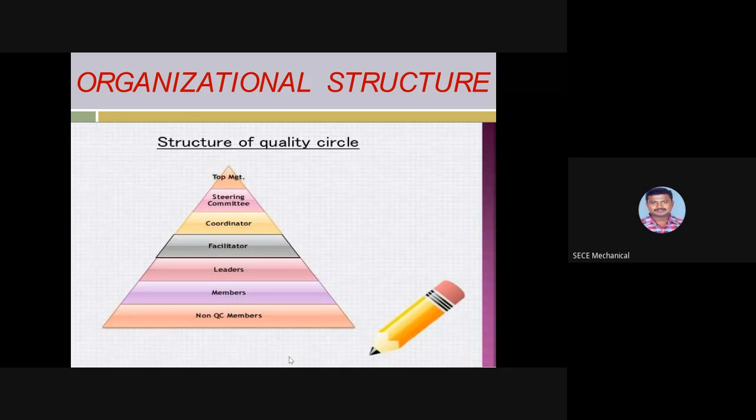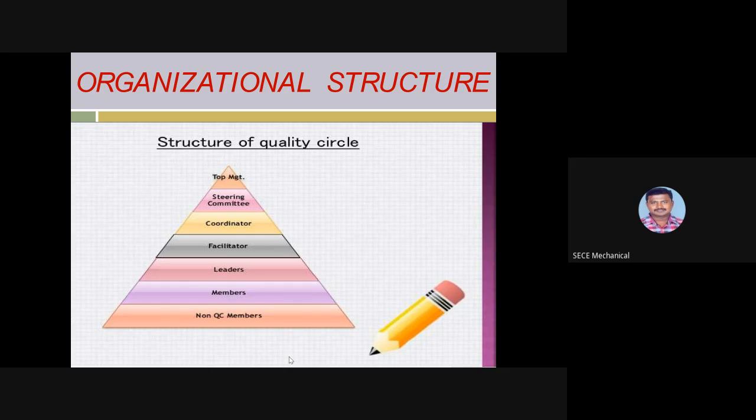Members of a circle should not be forced to join a quality circle, as I said earlier. Instead, they should join of their own interest, as voluntary involvement is appreciated and they will be recognized. They need to have an understanding of the functioning of quality circles, and they should encourage other employees to participate in the movement.